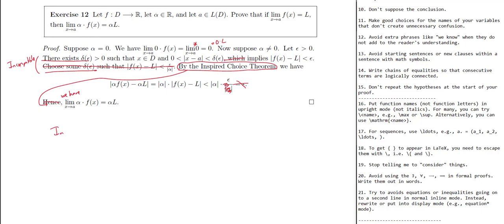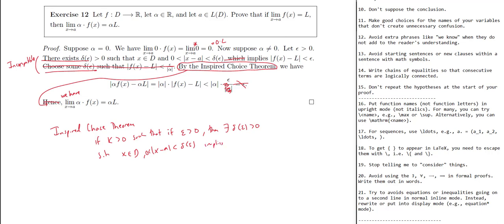But the inspired choice theorem says, actually, no, you just need to find some k positive such that if epsilon is greater than 0, then there exists some delta of epsilon greater than 0 such that x in D and x and a within delta of epsilon of each other implies that the difference between f of x and L is less than k epsilon.